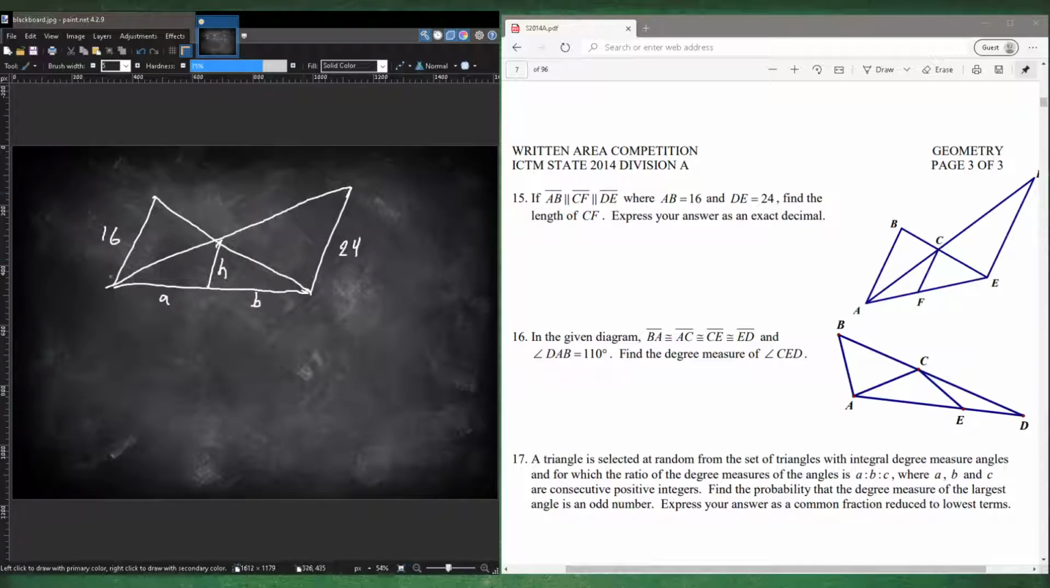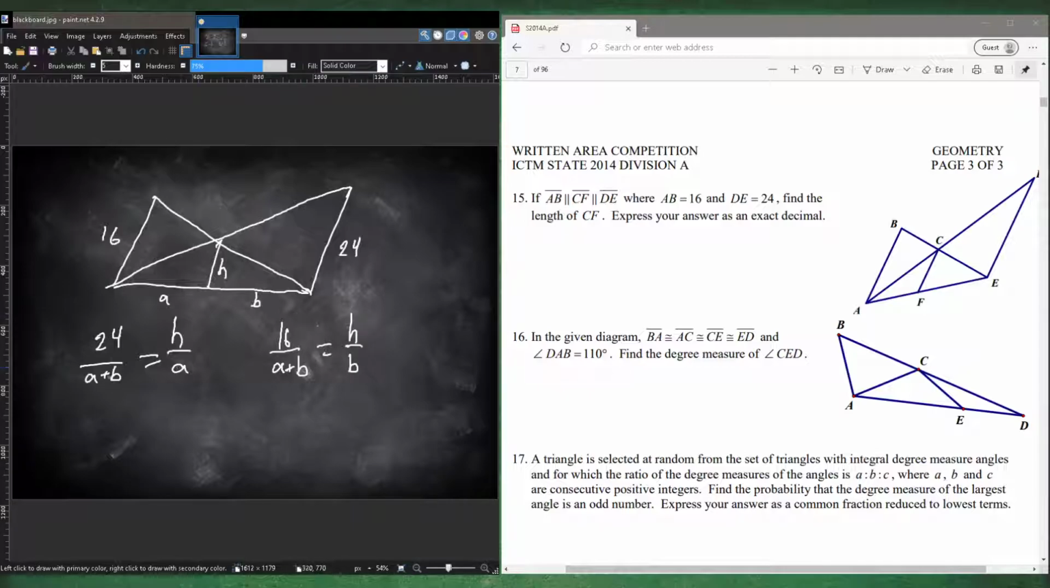So what we could do is think about similarity of these triangles. So the big triangle, 24 over A plus B, right? This entire big triangle, the ratio of the height to this base is equal to this height to this base, which is H over A. Now we do the same thing for these two triangles, which is 16 divided by A plus B is equal to H divided by B.